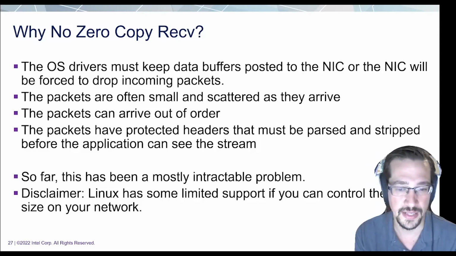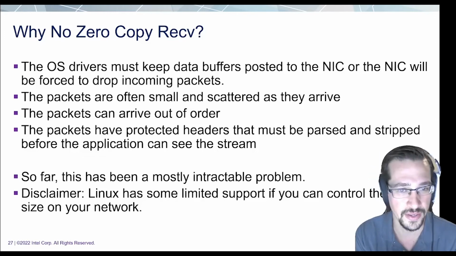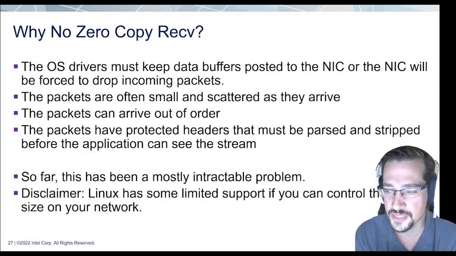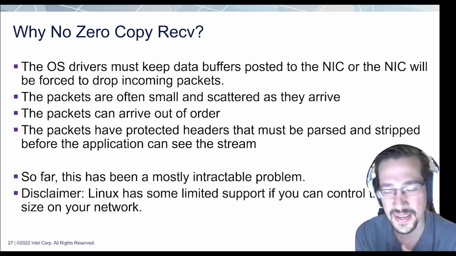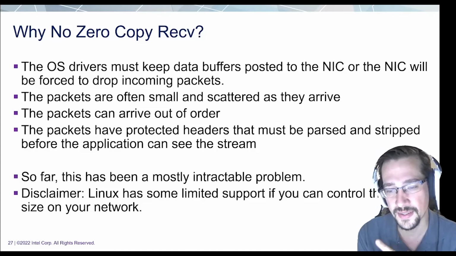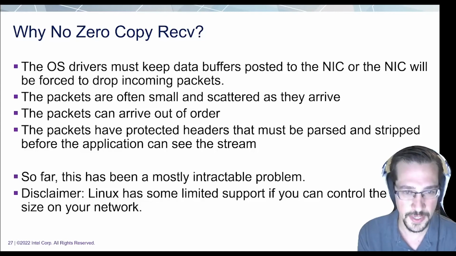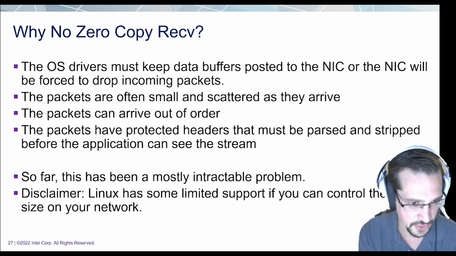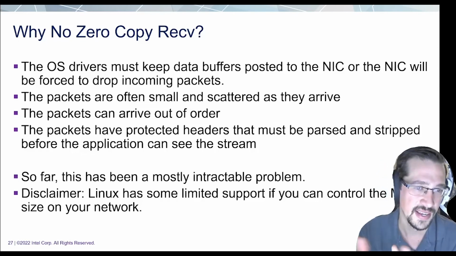I do want to mention that Linux does have some limited support. If you are able to control the maximum transfer unit on your network, like you're in a data center and you're in full control of all the switches and everything, and you can set the MTU size to a multiple of the page size on your operating system, then Linux does have a way for it to allocate header space for the headers followed by a 4K data page. And when data arrives, it will just DMA there, and then you can mmap the socket, and it will show you just the data page part without copying.